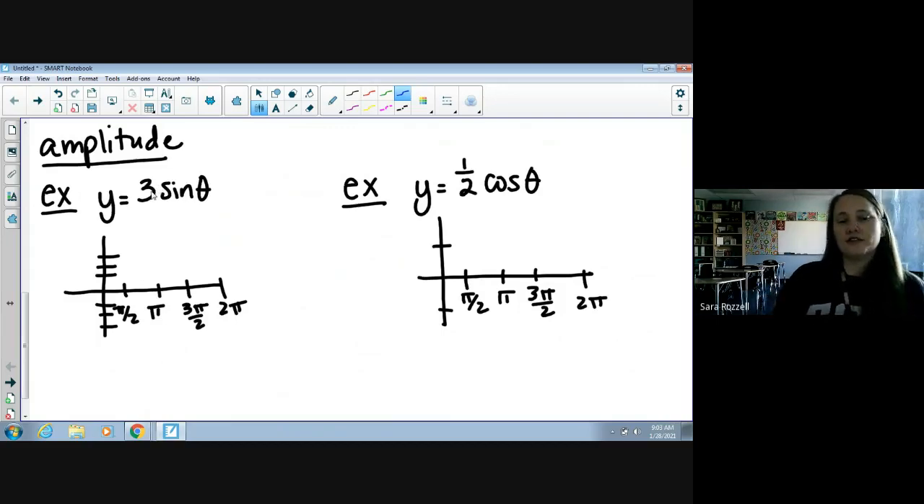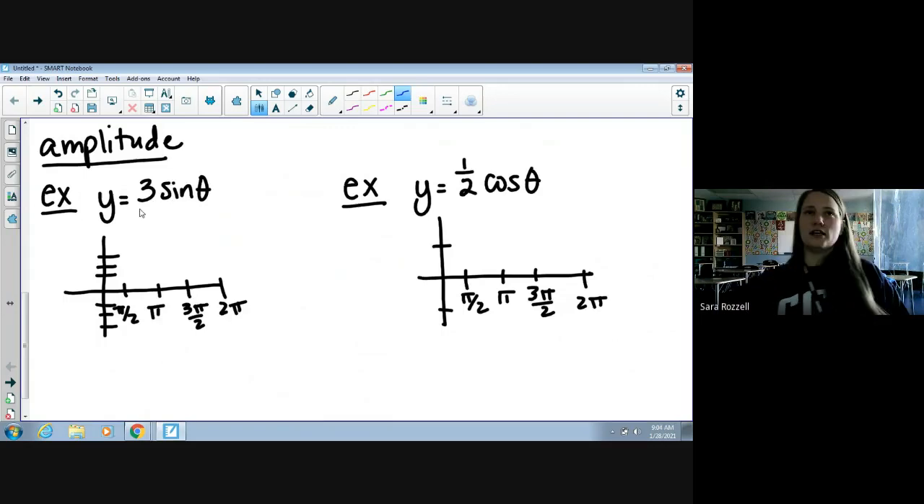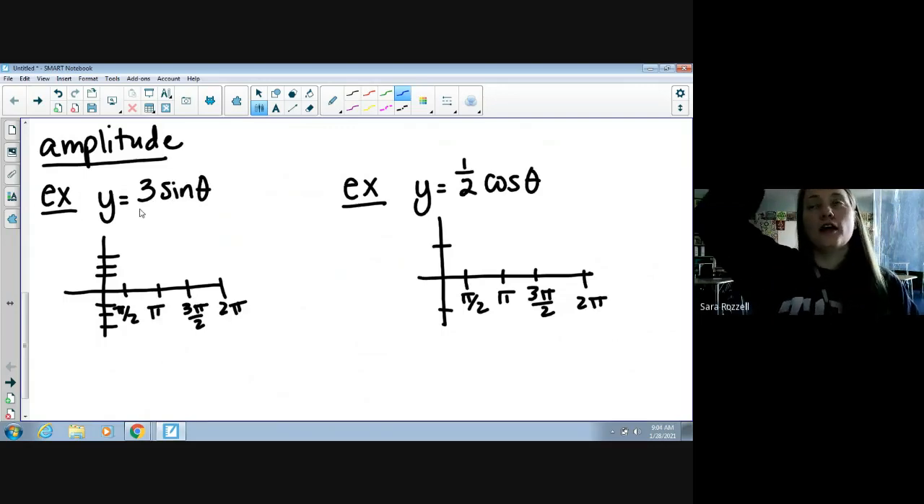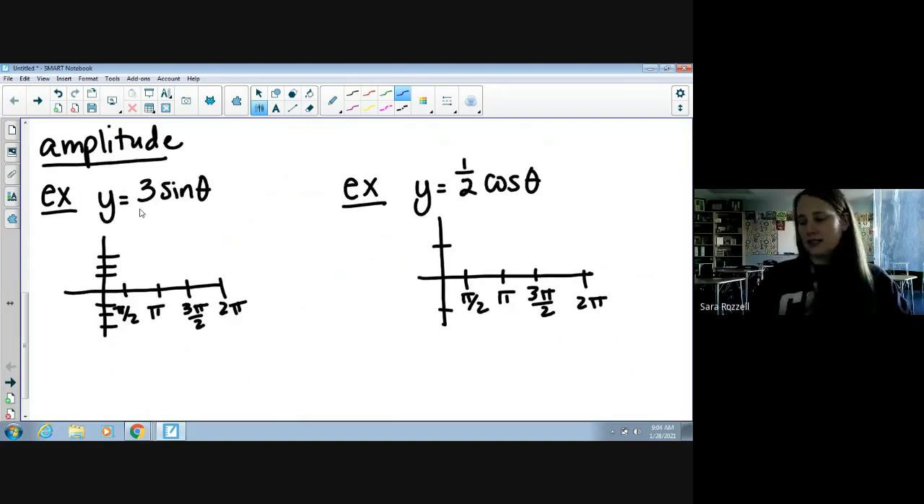All right, if I had 3 sine theta, we are multiplying the y values by 3. So instead of going from -1 to 1, we're going to go from -3 to 3. But the shape is going to be the exact same as before. But instead of hitting 1 and -1, we'll hit 3 and -3.